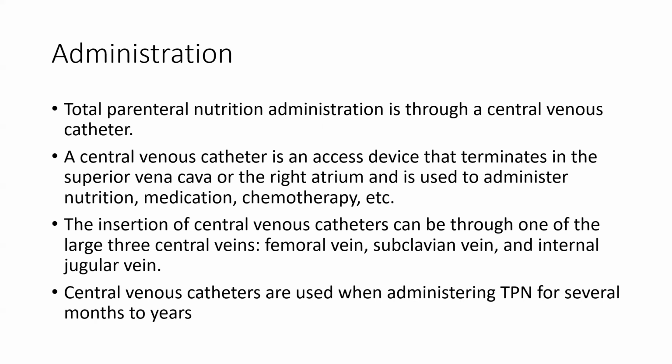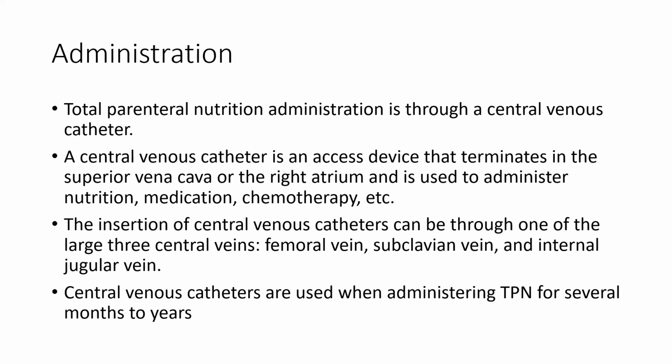Now, how to administer total parenteral nutrition? Total parenteral nutrition administration is through a central venous catheter. A central venous catheter is an access device that terminates in the superior vena cava or right atrium and is used to administer nutrition, medication, and chemotherapy. The insertion of a central venous catheter can be through one of the three large central veins, that is femoral vein, subclavian vein, and internal jugular.